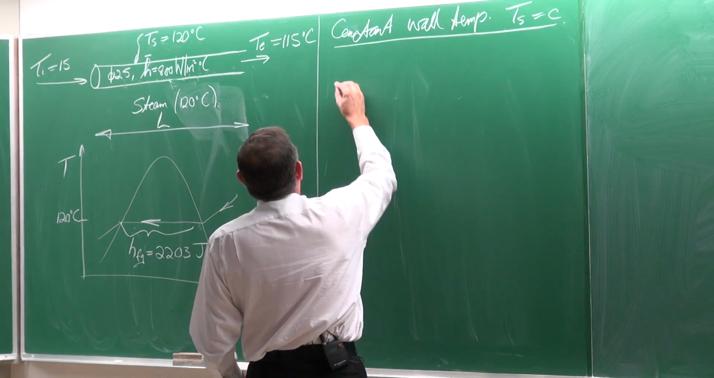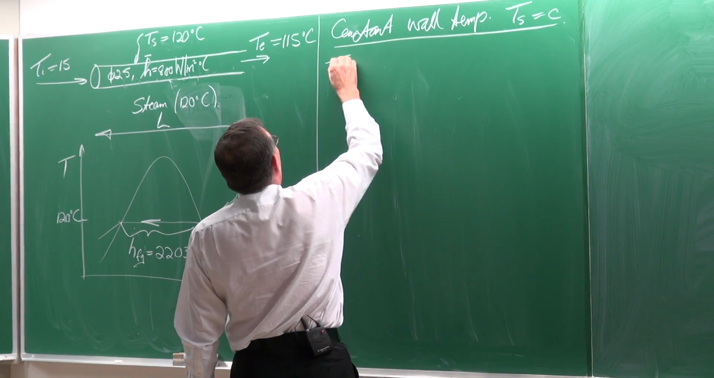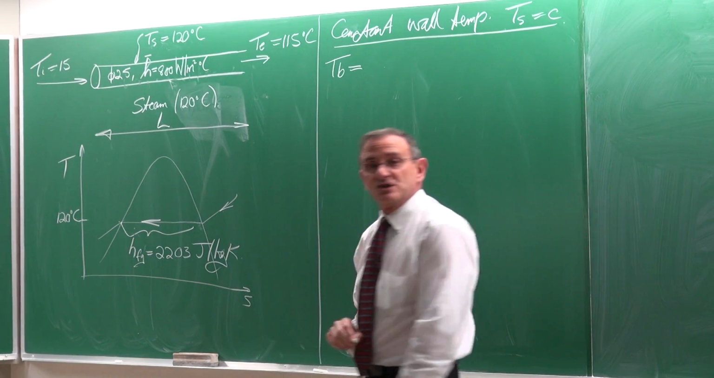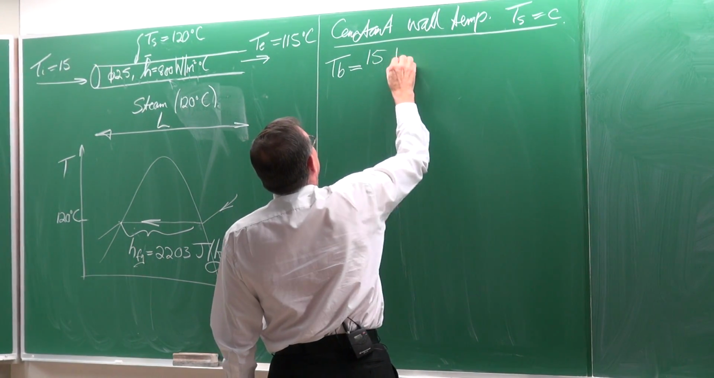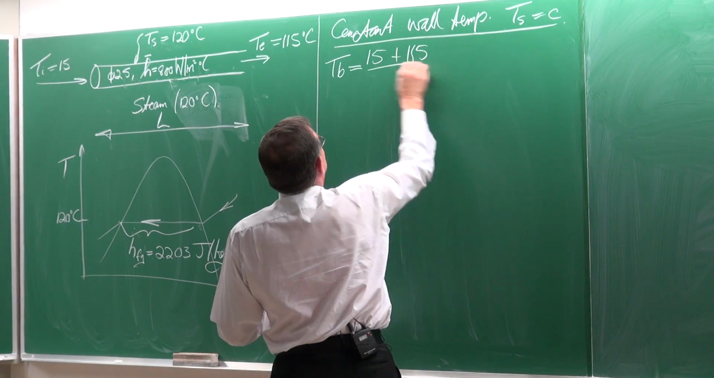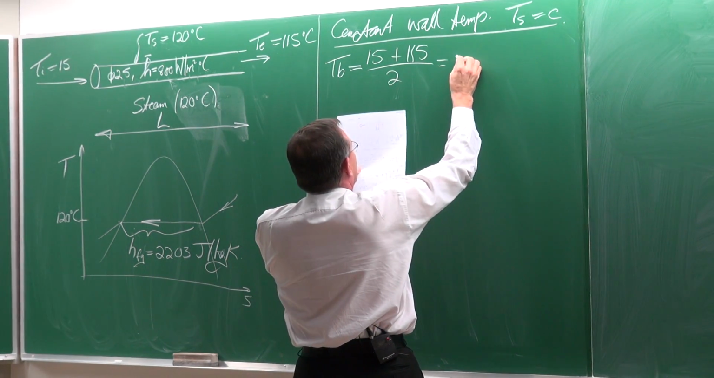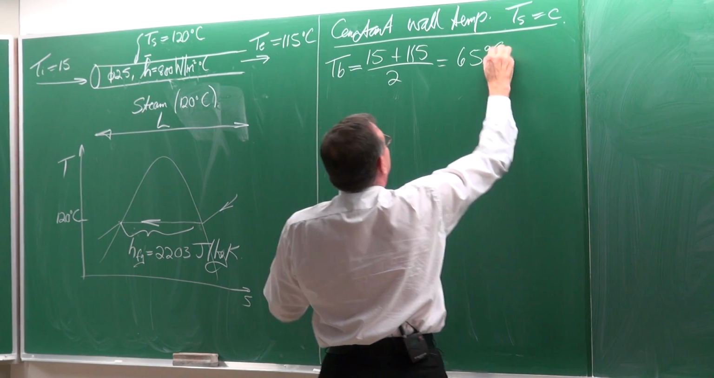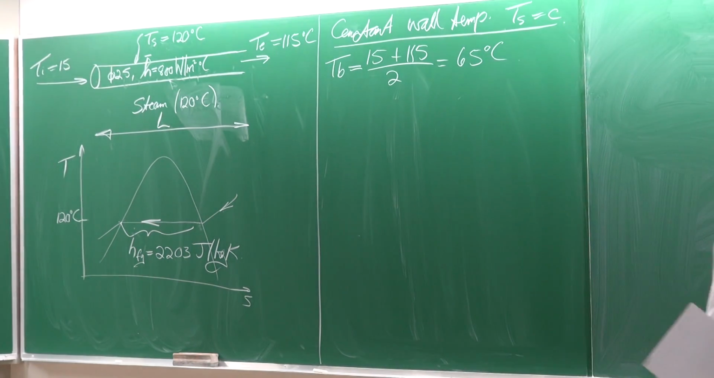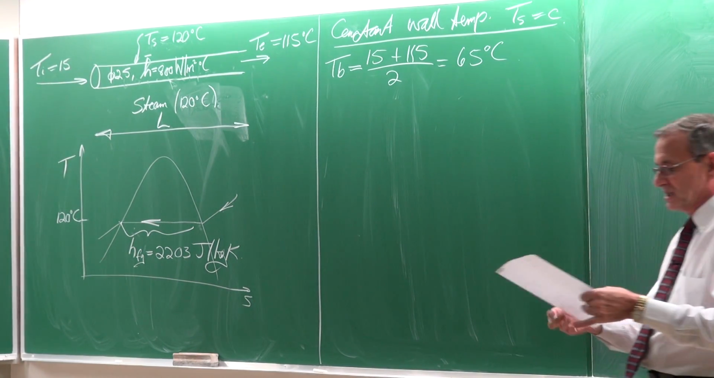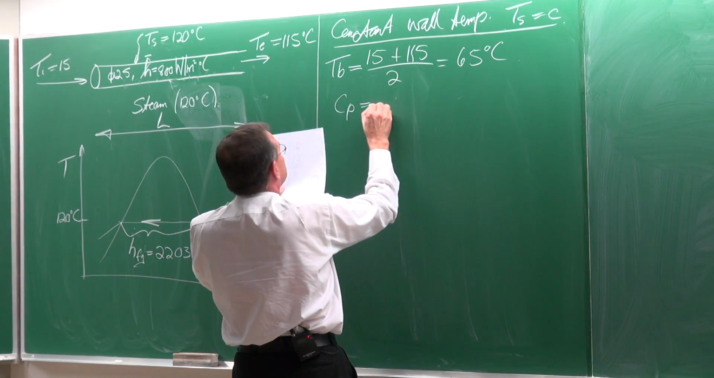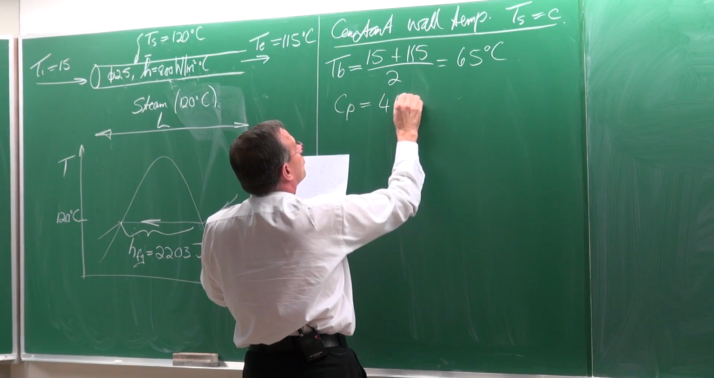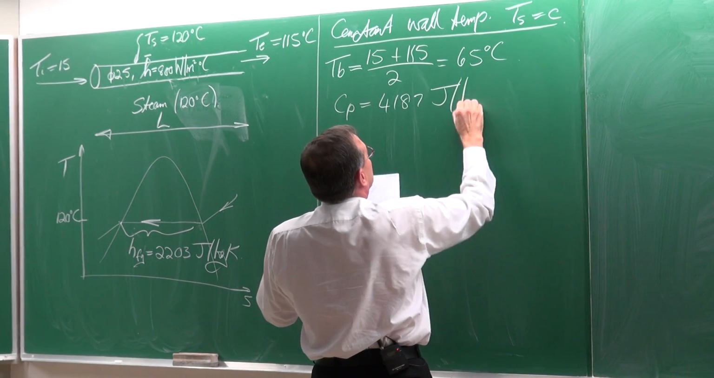Now we need the properties of the water, and for that we use the bulk temperature as we've discussed previously, and that is the inlet temperature and the outlet temperature divided by 2, which is equal to 65 degrees Celsius. So at a temperature of 65, you can go to your textbook and see that Cp is equal to 4187 joules per kilogram Kelvin.